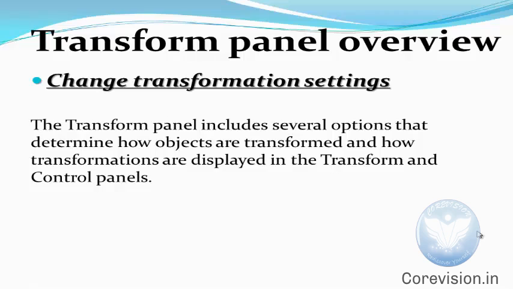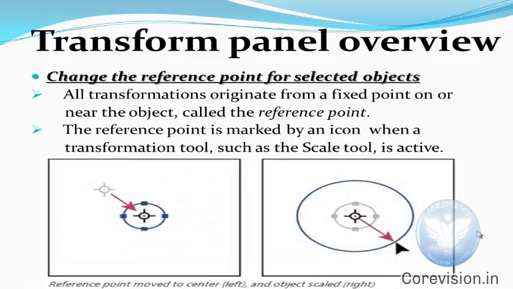Change transformation settings. The transform panel includes several options that determine how objects are transformed and how transformations are displayed in the transform and control panels. Change the reference point for selected objects. All transformations originate from a fixed point on or near the object called the reference point. The reference point is marked by an icon when a transformation tool such as the scale tool is active.